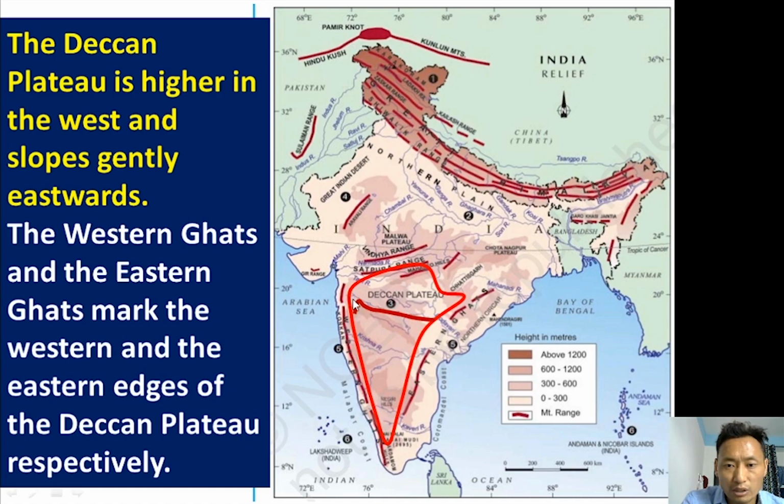Towards the west of Deccan Plateau, we have a hill range that is called Western Ghat. Towards the east of Deccan Plateau, we have another hill range that is called Eastern Ghat. Ghats here means hills. So towards the east of the Deccan Plateau, we have hill ranges called Eastern Ghats, and towards the west, we have another hill range called Western Ghats.